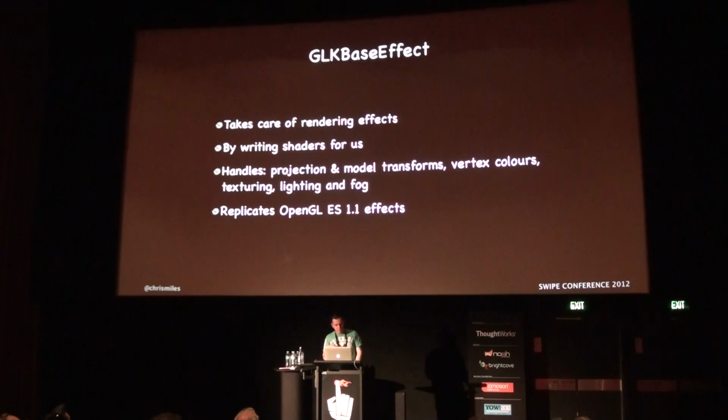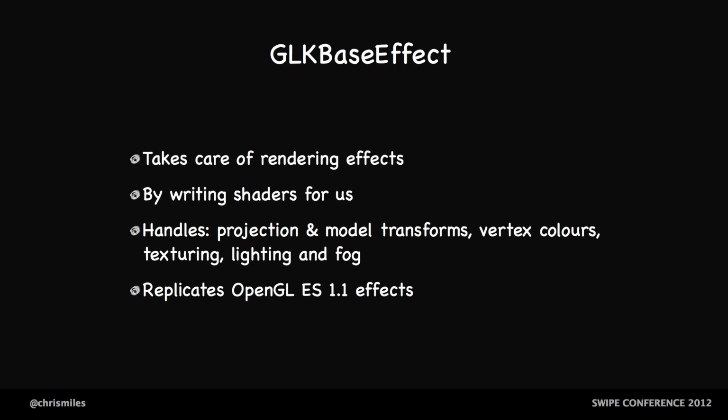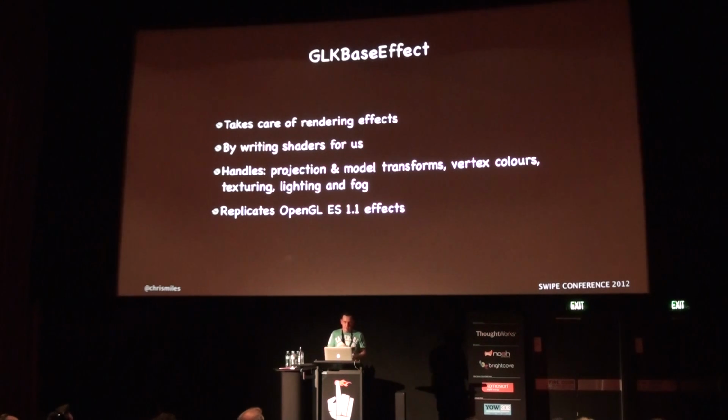So the GLKBaseEffect, we'll just review that. It takes care of rendering any of the effects for us, and it does that by writing the shaders. It handles things like the projection and model transforms, vertex coloring, texturing, lighting, and even fog effects. And one of its goals is to replicate all the OpenGL ES 1.1 effects. I mentioned that briefly, where OpenGL ES 1.1 had a fixed pipeline. If anyone had used that and hadn't wanted to go to OpenGL ES 2 because they lost those effects, or they were a lot harder to reproduce, then GLKBaseEffect helps bring those back for you.